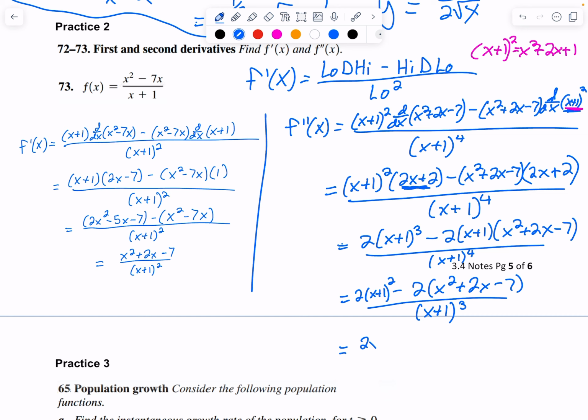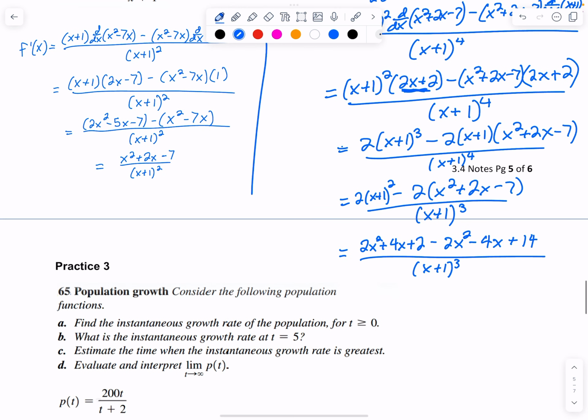So this is going to end up as 2x squared plus 4x plus 2 minus 2x squared minus 4x plus 14. All over x plus 1 cubed. Okay, the 2x squared and the 4x go away, leaving me with a 16 over x plus 1 cubed. So we actually cleaned it up quite a bit.